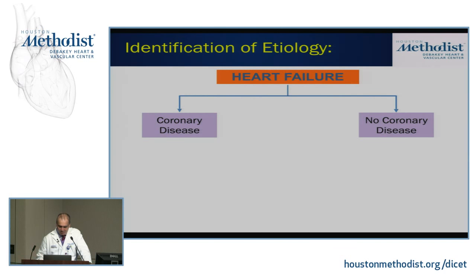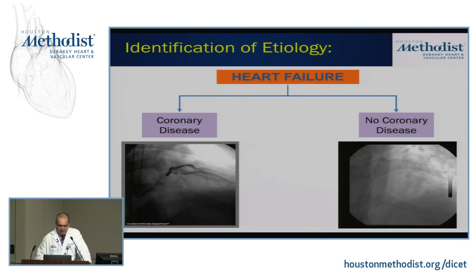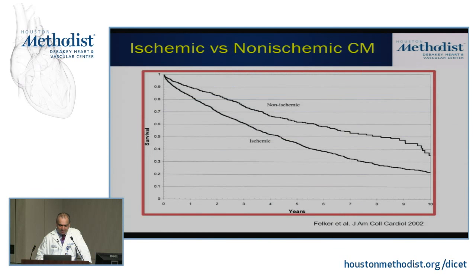The next thing you want to know is, is this LV dysfunction or this cardiomyopathy due to coronary artery disease, or is this due to something other than coronary artery disease? And the reason, again, is because we know that if it's due to coronary disease, the prognosis is very different than if it's due to non-ischemic disease in general. So as we can see here from this publication, almost 15 years ago, patients in general with ischemic cardiomyopathy have a worse prognosis than patients with a non-ischemic cardiomyopathy.